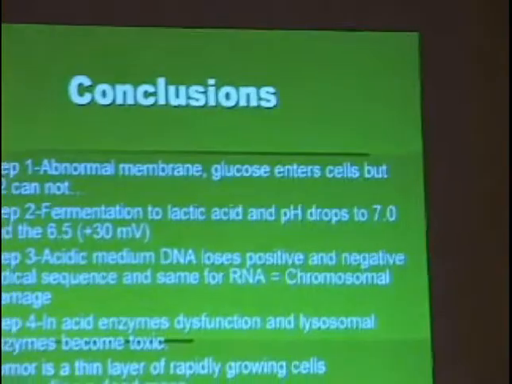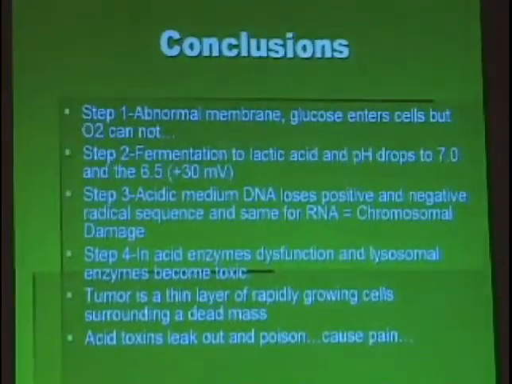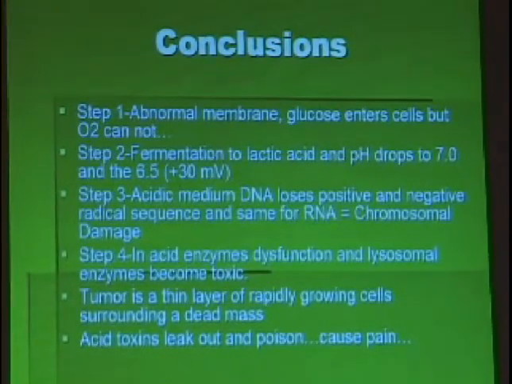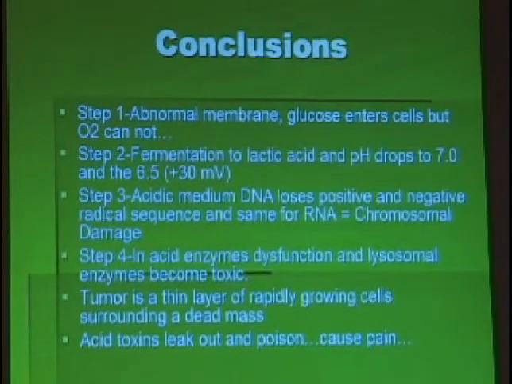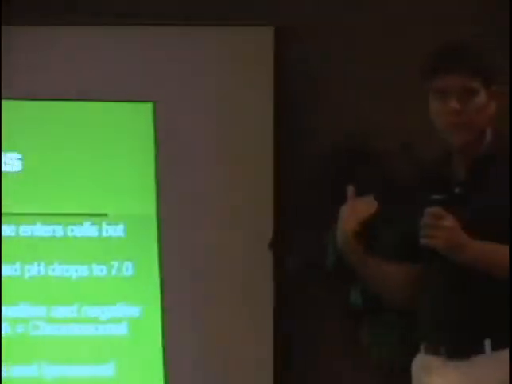Step 4, in the acidic environment, the enzymes change, they become dysfunctional. One of the things is there are these little organelles in our cells that are called lysosomes, and they grab substances and engulf them and kind of dissolve them. Well, in a low pH these become really toxic, and they start poisoning the cell.